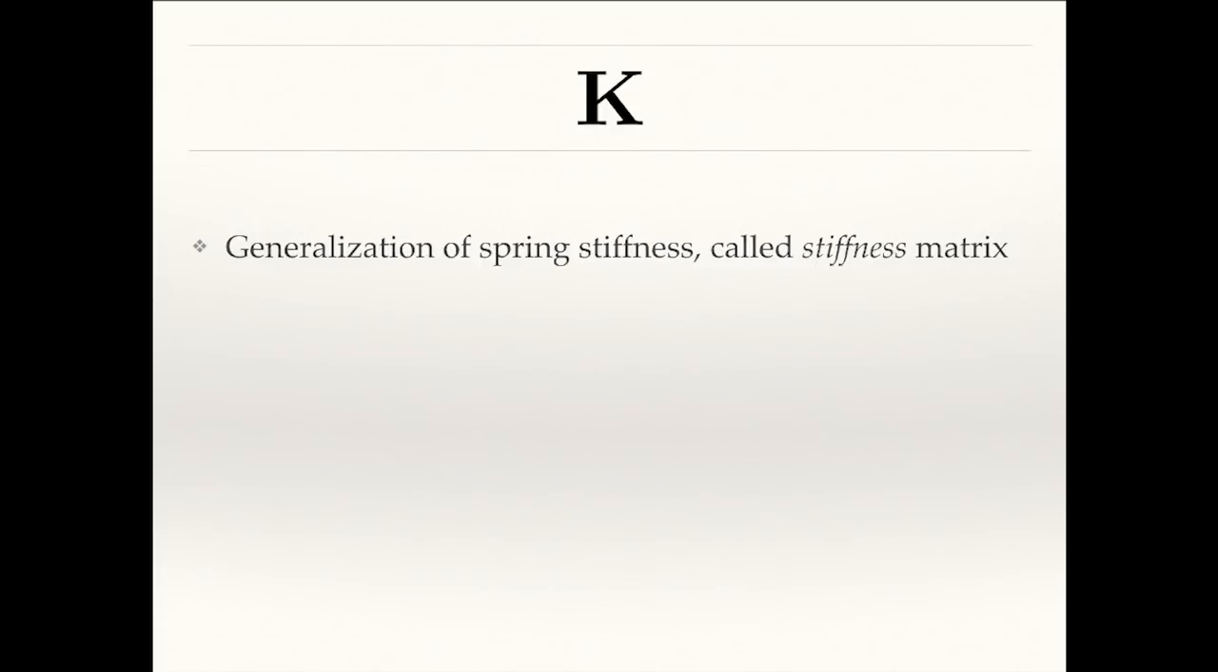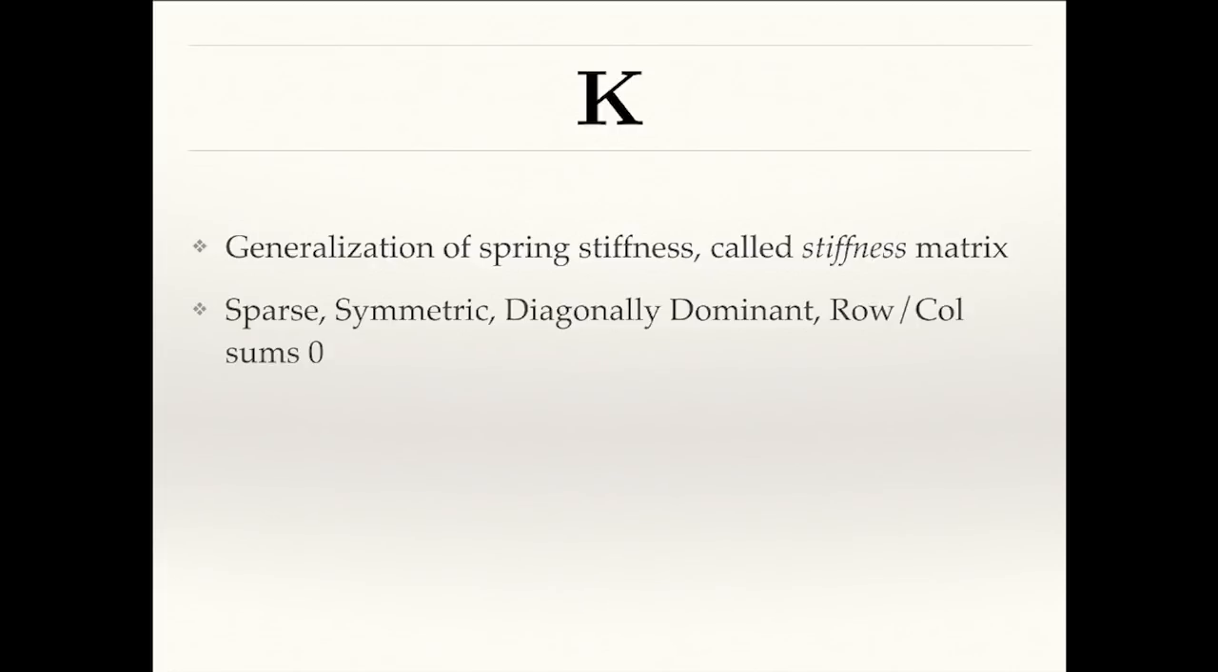This is a generalization of spring stiffness. Once we discretize our system, it will end up being a matrix. It's typically called the stiffness matrix, just like we call k the stiffness constant for a single spring. It has a very special structure. It's a sparse matrix. The only non-zero entries are along the diagonal and then between particles that are connected in our system.